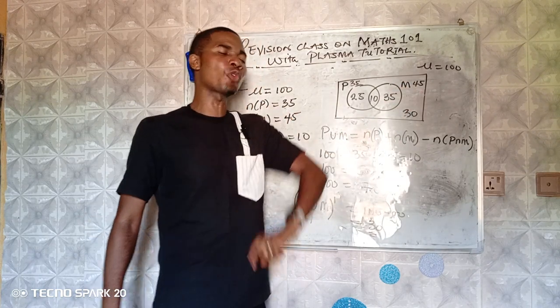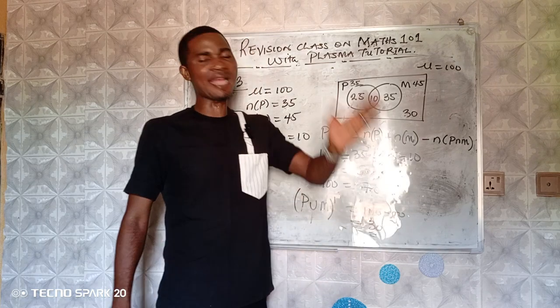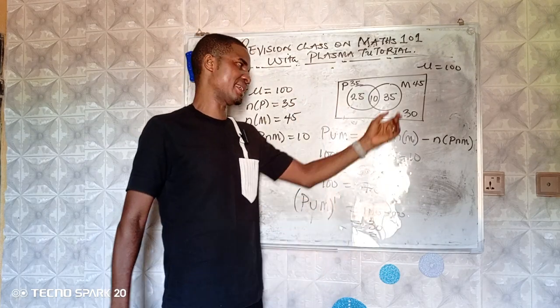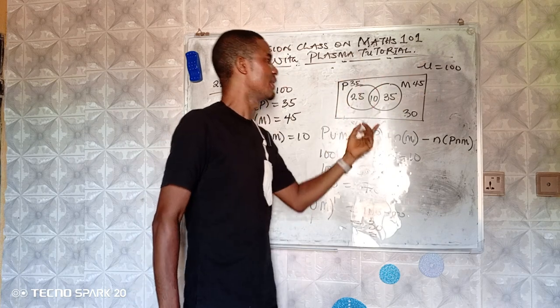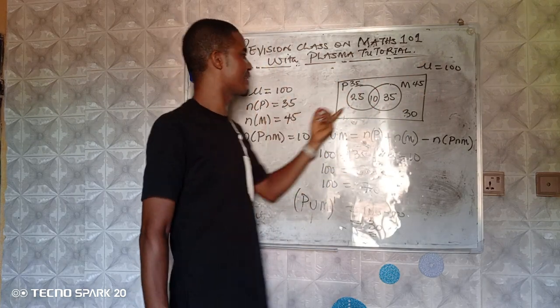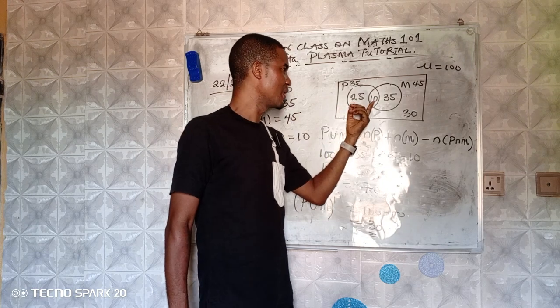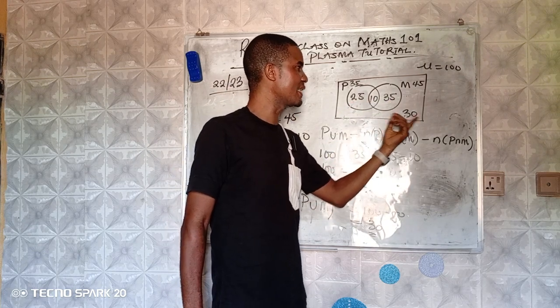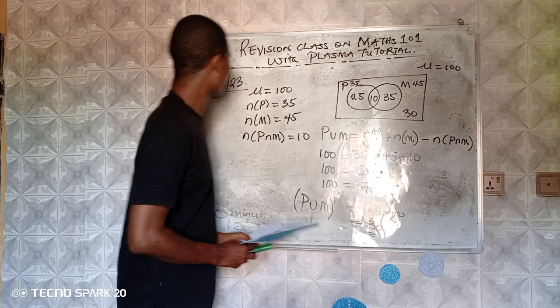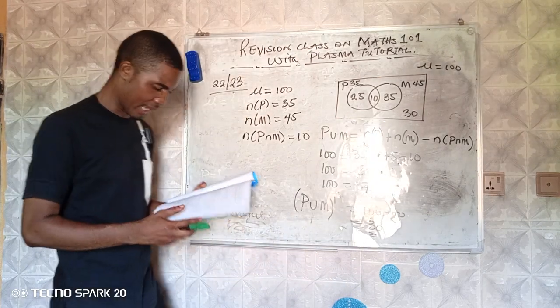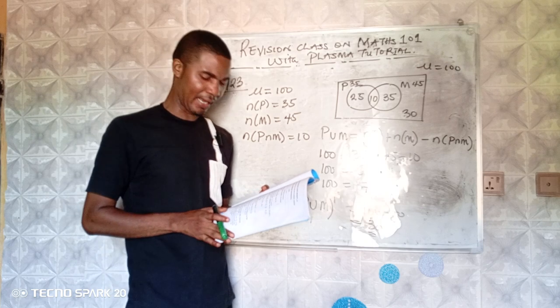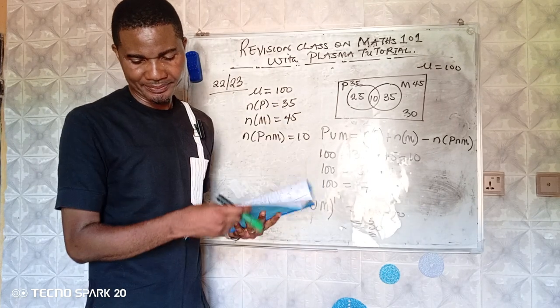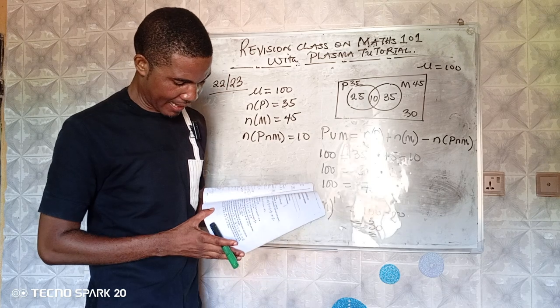The number of people that don't like math, nor do they like physics, they don't like any of them, is 30. The total number of people in this set we are talking about, which is the universal set, is 25 plus 10 plus 35 plus 30, which will give you what? 100. And that is how we got that answer. I believe these things are very, very simple and clear.